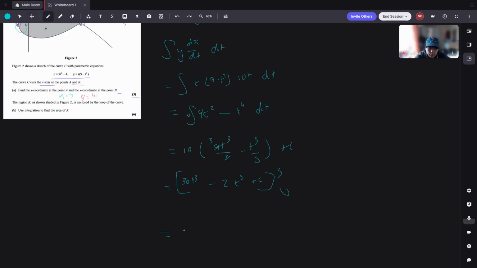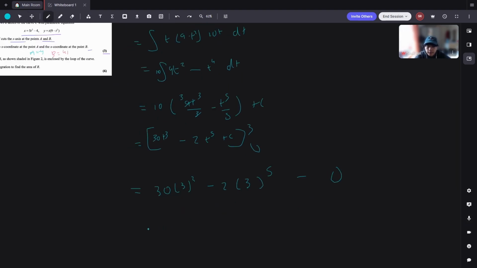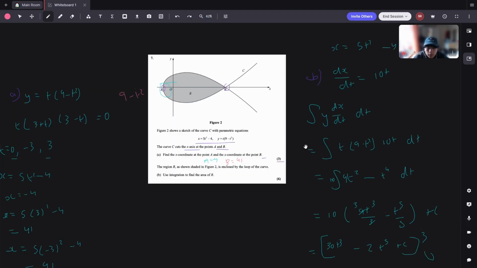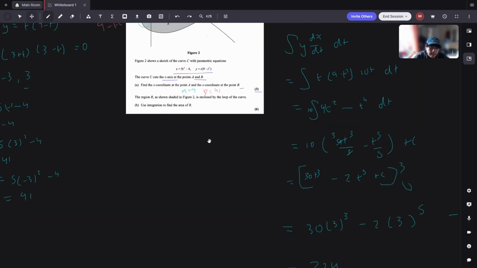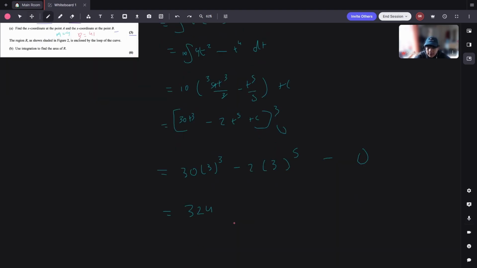So this equals 30 times 3 cubed minus 2 times 3 to the power of 5, minus, and then it's just going to be 0 for the lower limit. So this equals 324. This is our answer for the top part only, between the x-axis and the curve. So we have to times this by 2 to account for the other region. This times 2 gives us our final answer, which is 648, like that.